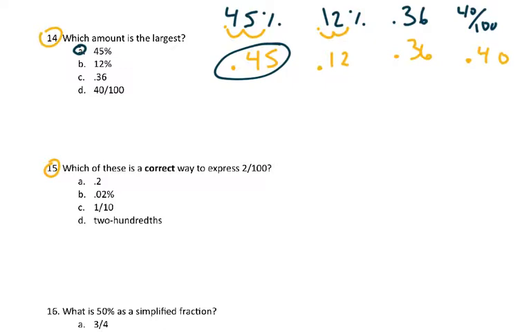Number 15 says which of these is a correct way to express 2 out of 100 or 2 hundredths. Remember, this is like having 2 pennies. So if you look at A, 0.2, remember, that's like having 20 cents. That's not the same thing as having 2 pennies. That's like 2 dimes. So we're going to cross out A.